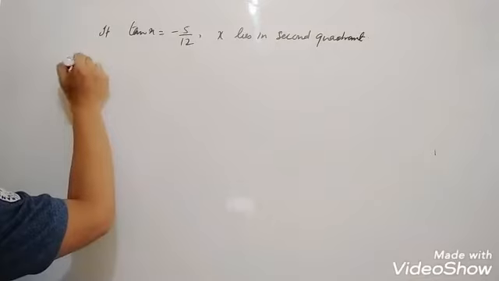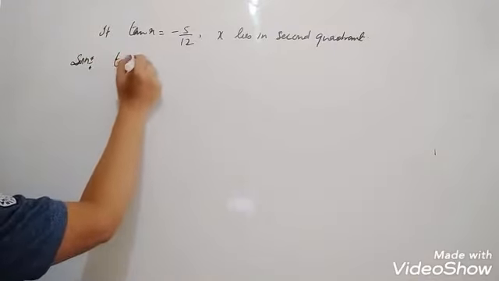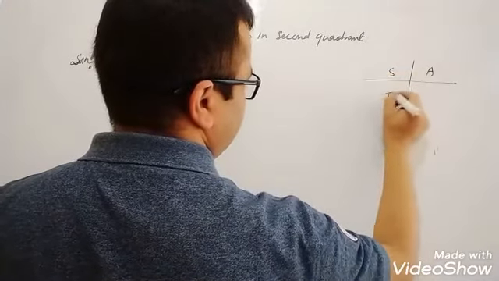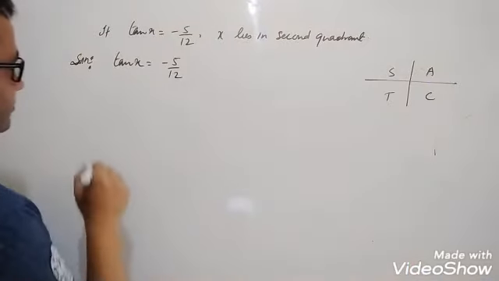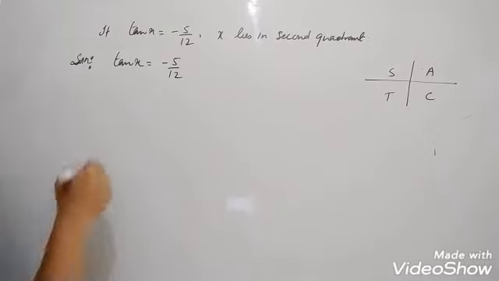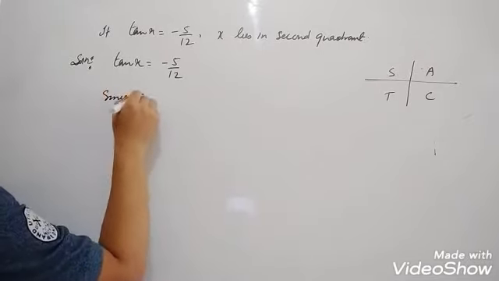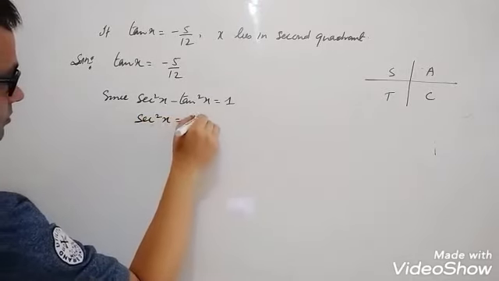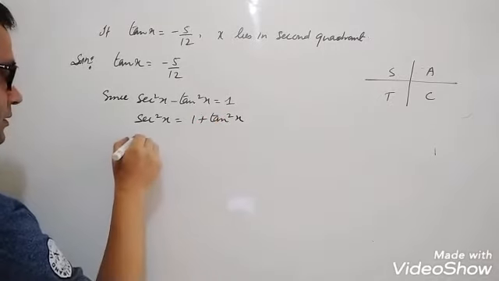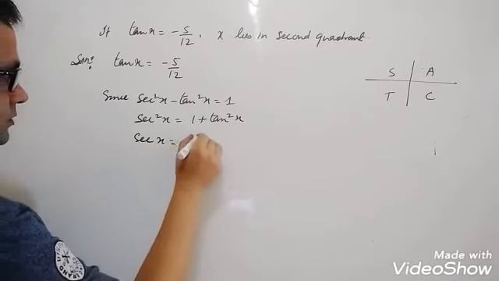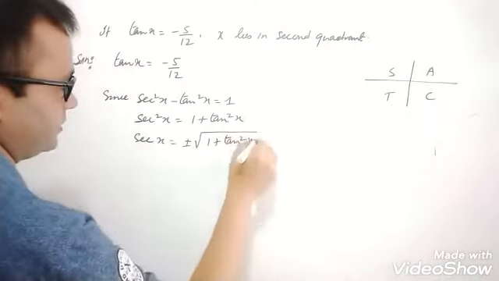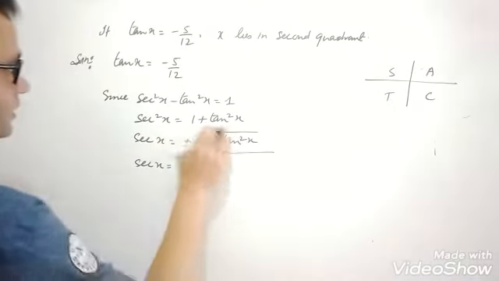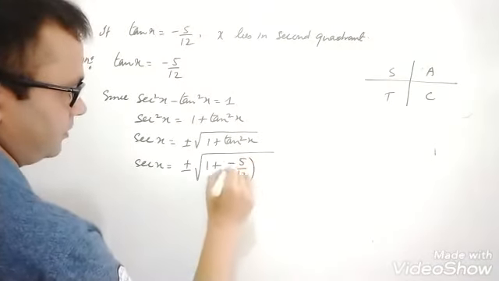Okay. Now first we have to solve. Tan x is given as minus 5 by 12. In the second quadrant, sin and cosec are positive, the rest negative, which means tan is negative here. Then calculate sec first. We know that sec square x minus tan square x equals 1, so sec square x equals 1 plus tan square x. Sec x equals plus minus root under 1 plus tan square x. Now put the value: tan is minus 5 by 12 whole square.